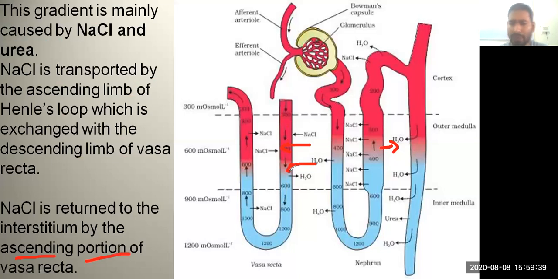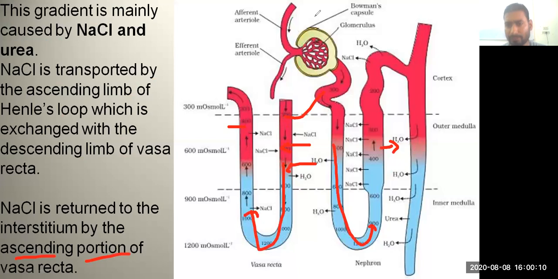Okay, so here they have given. Now you can see this is similar, that means they are parallel. So this is the ascending limb of the Vasa recta, and this is the descending limb of the Vasa recta. If you see, here the filtrate is moving in this direction, and the blood is moving in this direction. In case of the Vasa recta, they establish the counter current mechanism.